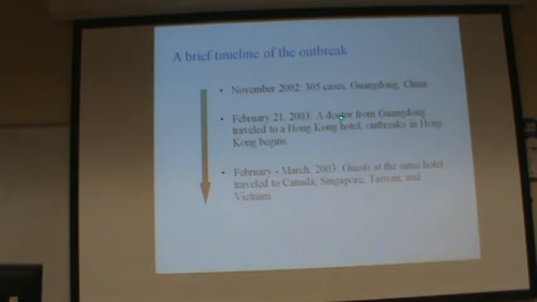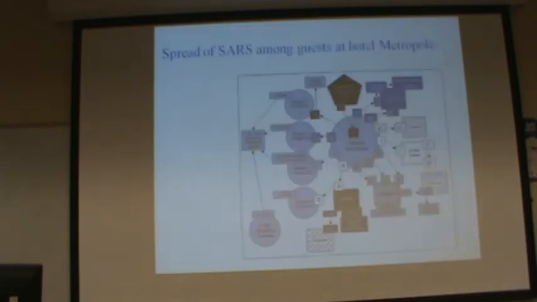One of the physicians went to attend a conference in Hong Kong, and Hong Kong is a metropolitan city. This physician stayed at a hotel with people traveling from all over the world, and then the disease started spreading. Those guests actually traveled back to Canada, Singapore, Taiwan, Vietnam. It's actually amazing how people reconstructed this.